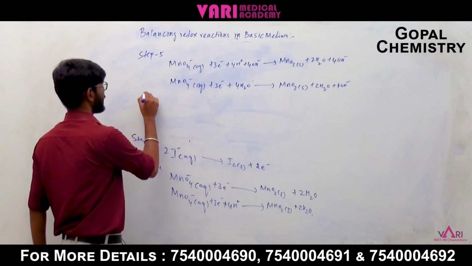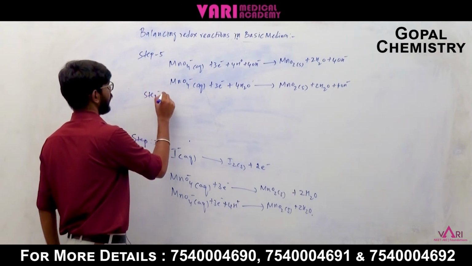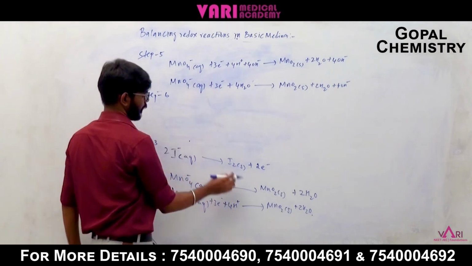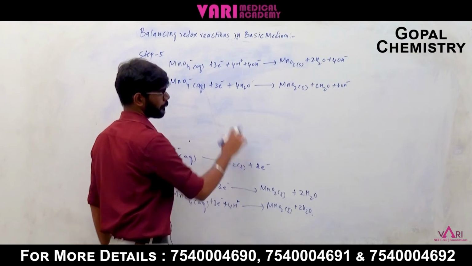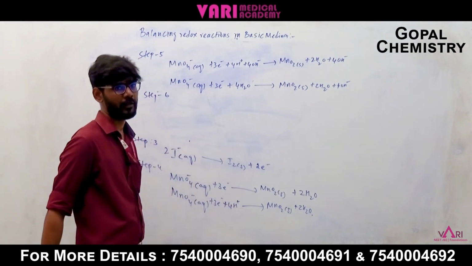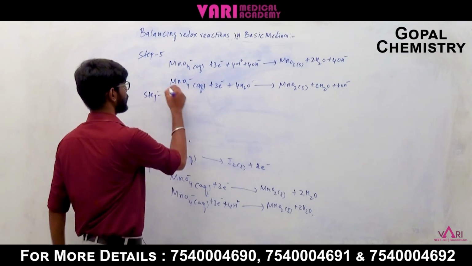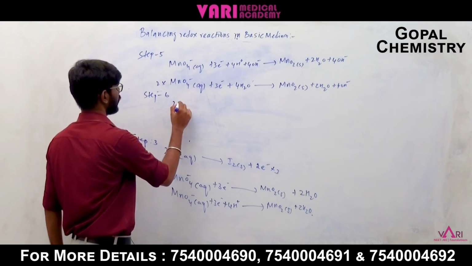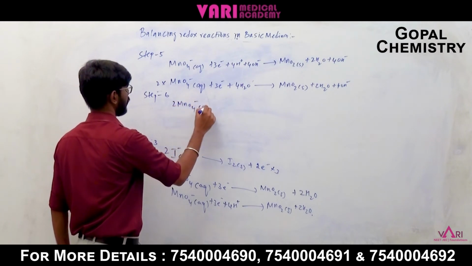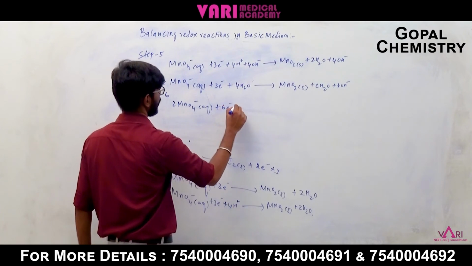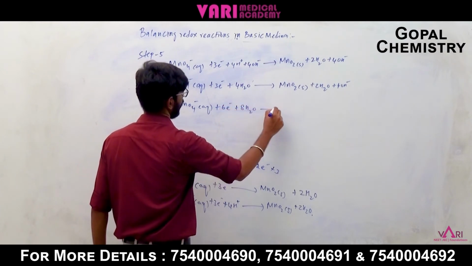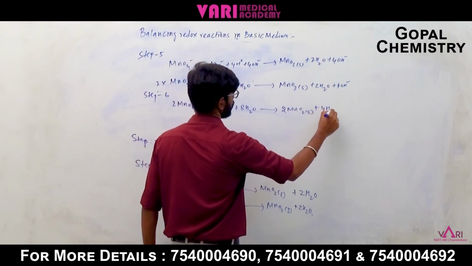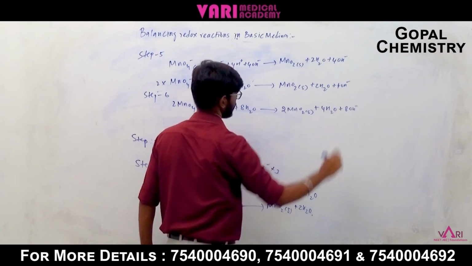Next is step 6, balancing electrons. Here we have 3 electrons, here 2 electrons, so we have to multiply by numbers which give an equal number of electrons. We multiply this one by 2 and this one by 3. So 2 MnO4 minus aqueous plus 6 electrons plus 8 H2O will give 2 MnO2 solid plus 4 H2O plus 8 OH minus ions.